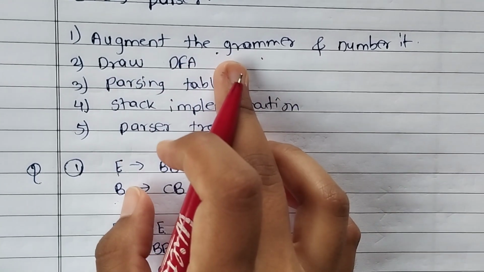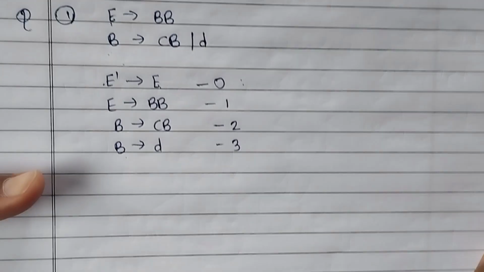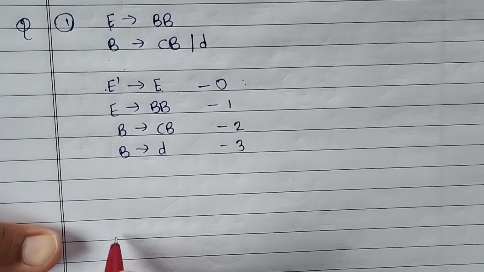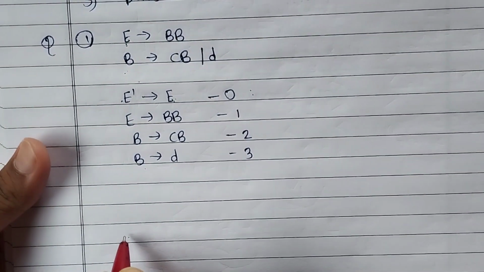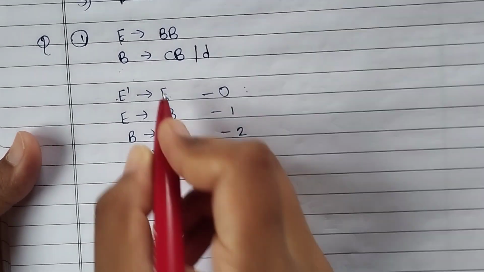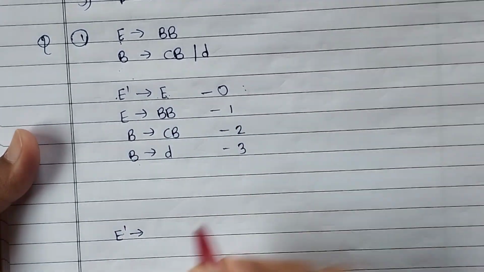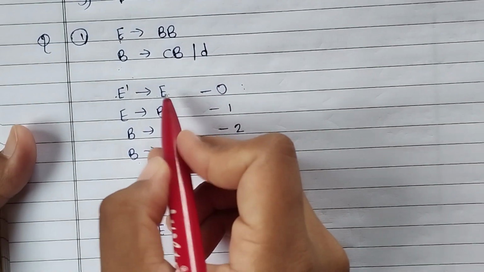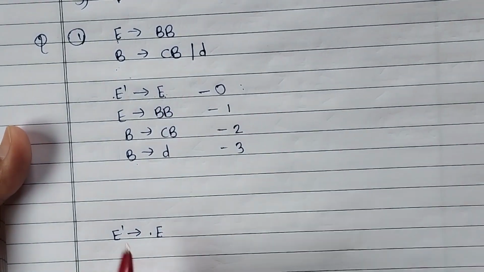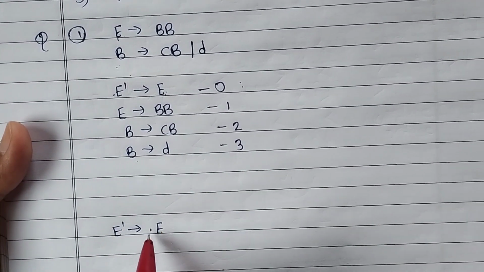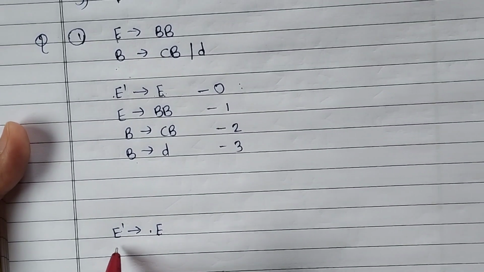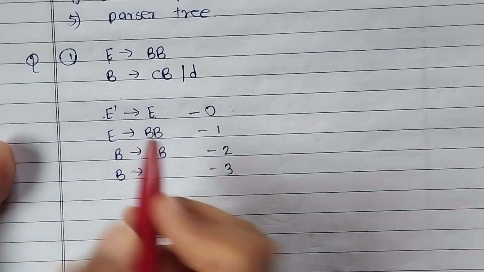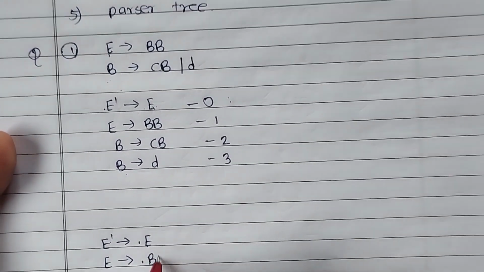Now the next step is to draw the DFA. Now see carefully how we draw the DFA. For drawing the DFA, we start from the starting production, E' → E. So before E we write one dot. So now E' → .E, same as it is, only we add an extra dot. Now since .E is present, we write the grammar of E. So E → BB, so E → .BB.